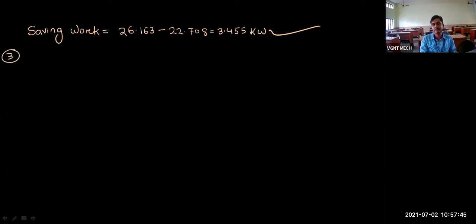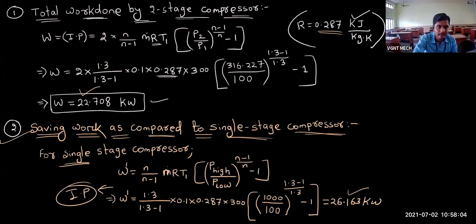Now if we solve this, the answer we will get is 3.455 kilowatt. This much work we can save if we go for a two-stage compressor. Similarly, if we go for a three-stage compressor, you can save some more work. So remember, for a single-stage compressor, we have to provide more work as compared to two-stage compressor. In this way, we have done the second part also.